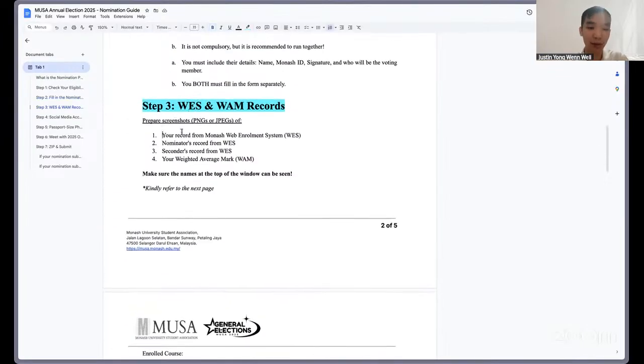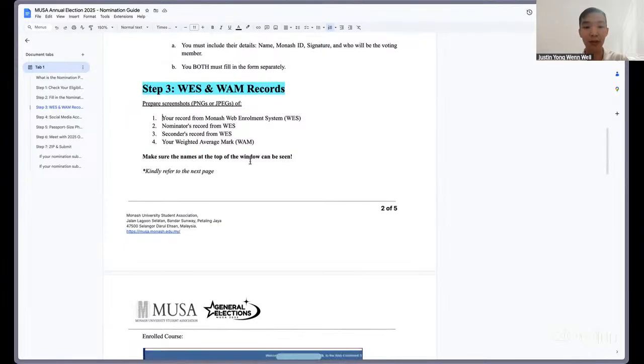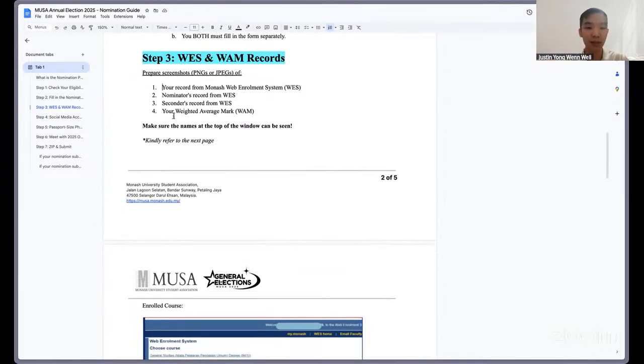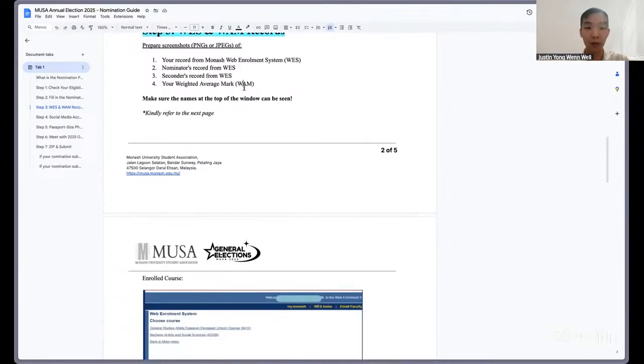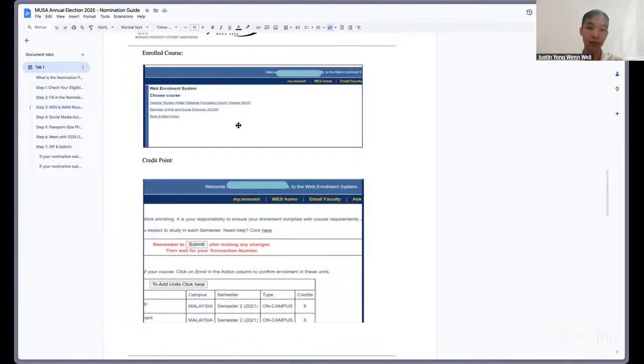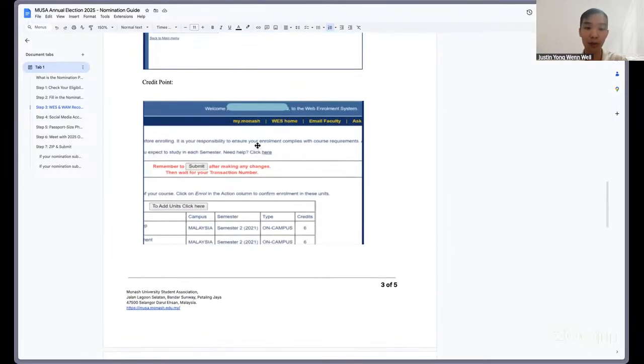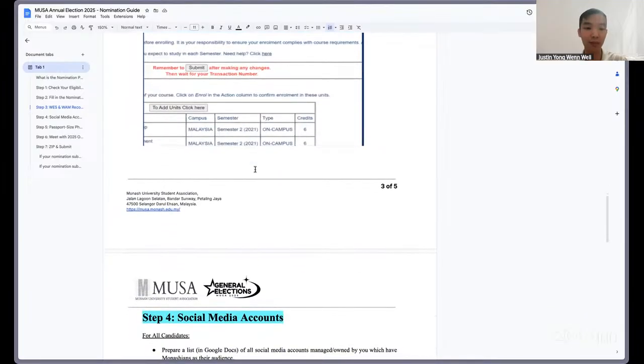Okay, so you'll be required to prepare screenshots in either PNG or JPEG for your web enrollment system. And also you actually require 3 web enrollment systems. So I'll recap this a bit later, but I'll quickly go through this first. So you'll be required to prepare 3 WES and your own WAM. So as you can see here, we also provided sample screenshots of what you need to include in your nomination form.